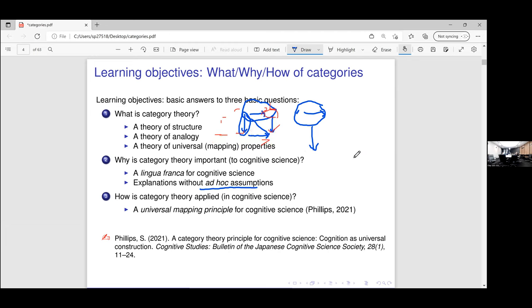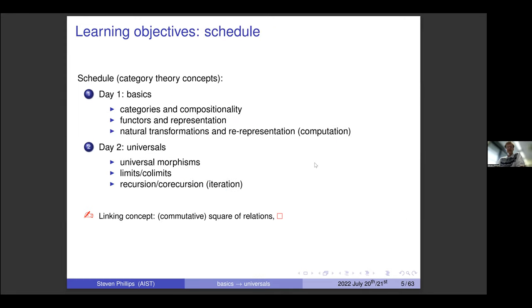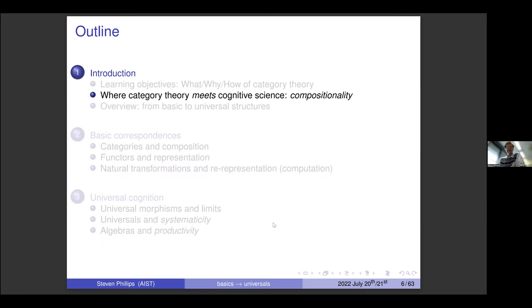Yeah, I probably should have introduced examples closer to the structure case. I kind of do this, but in a sort of abstract, indirect way. So, yeah, it's a good question. I'll try. The linking concept, the square of relations, is what links geometrically.